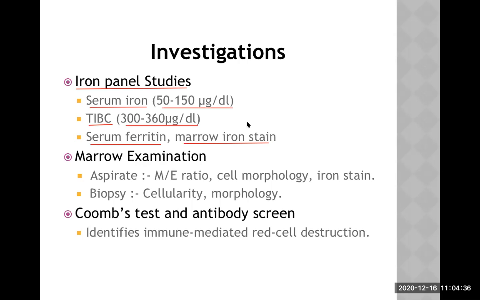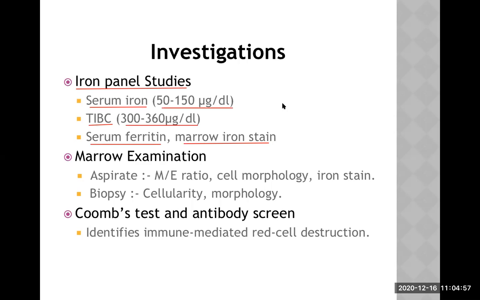Very important knowledge. Serum ferritin. Ferritin is the iron storage form, so it is naturally decreased in iron deficiency anemia. So if iron deficiency anemia is my diagnosis, then serum iron is decreased from the normal, TIBC is increased, and serum ferritin is decreased.